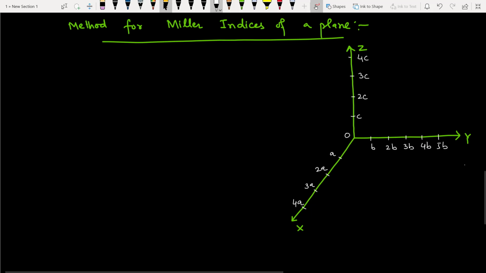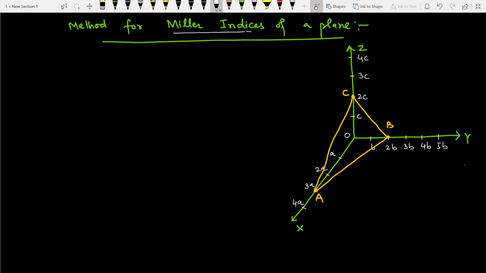And now we represent the plane. The plane passes through these intercepts. This is a plane, A, B, C. So my ABC is a plane. Now I will try to find the Miller indices for this plane.